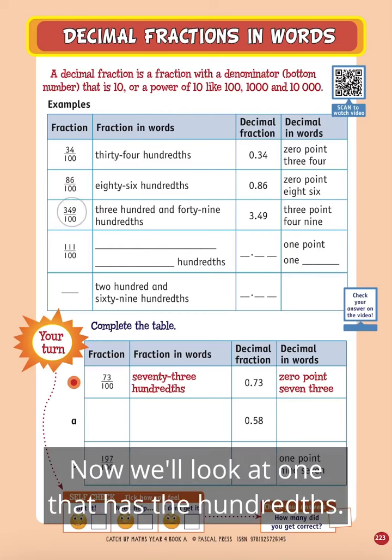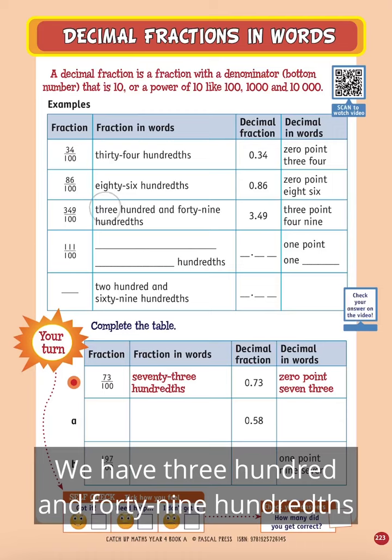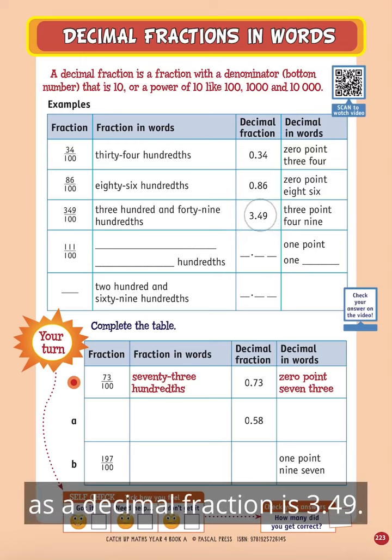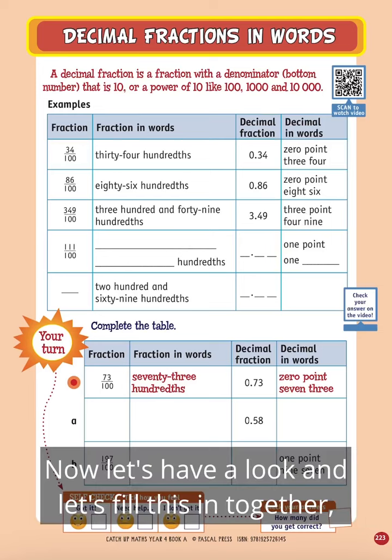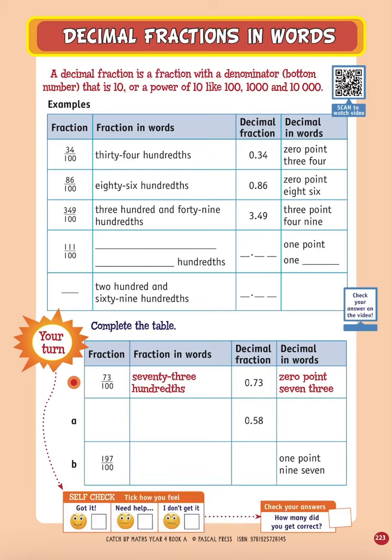Now we'll look at one that has wholes as well, so 349 hundredths. We have 349 hundredths written in words. As a decimal fraction it is 3.49, and as a decimal written in words it's 3.49.